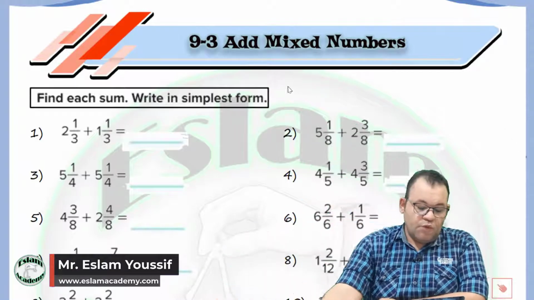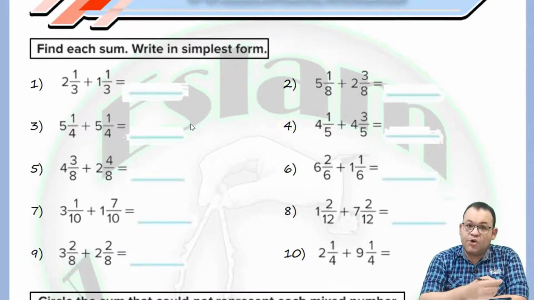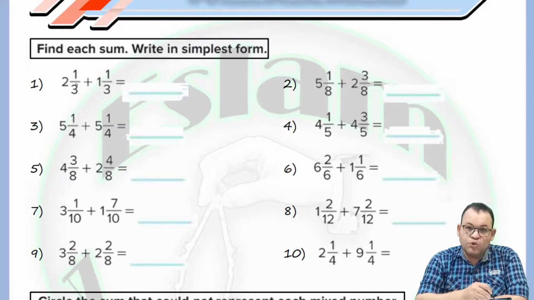So in question number 1, we need to find the sum of each of the following and write the answer in the simplest form. As we said before, the mixed number is formed from two parts, the whole number and the fraction. So once you need to add them, just add the whole number with the whole number, the fraction with the fraction. If you remember, when we need to add any two fractions, they must be like fractions. Like fractions means with the same denominator.